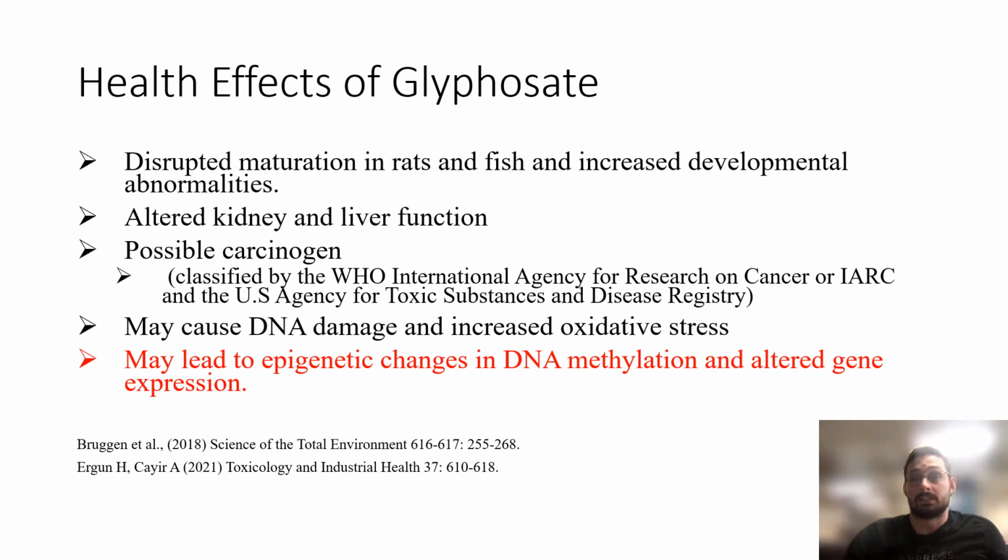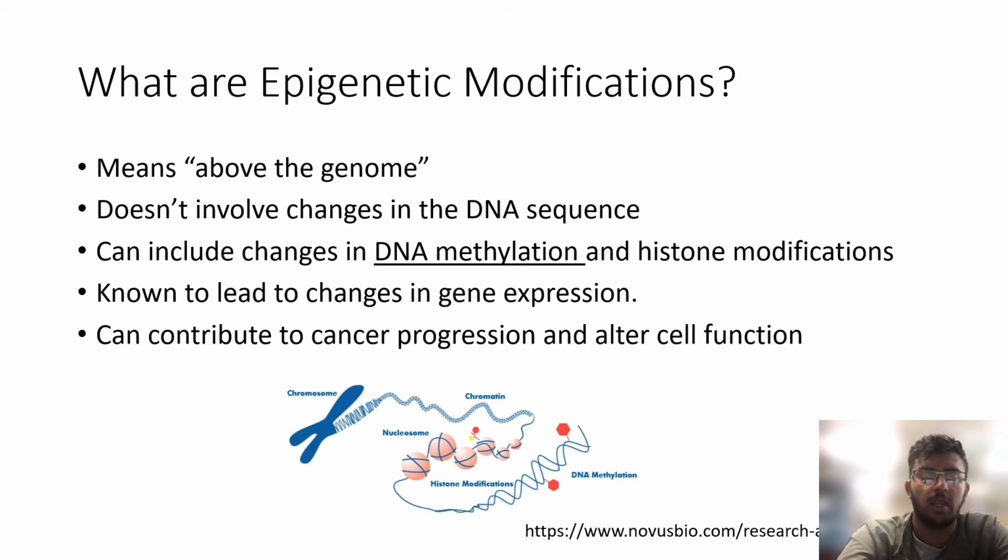So what are the health effects of glyphosate? Glyphosate is known to alter kidney and liver function. It disrupts maturation in rats and fish and also increases developmental abnormalities. It is a possible carcinogen. It also may cause DNA damage and increase oxidative stress, which may lead to epigenetic changes in DNA methylation and altered gene expression. What are epigenetic modifications?